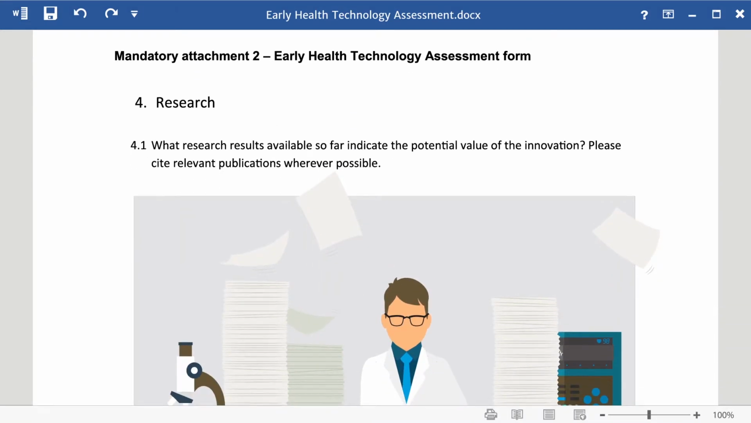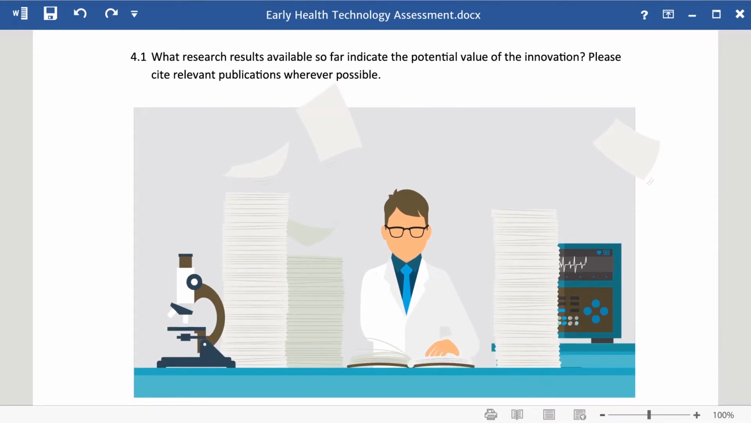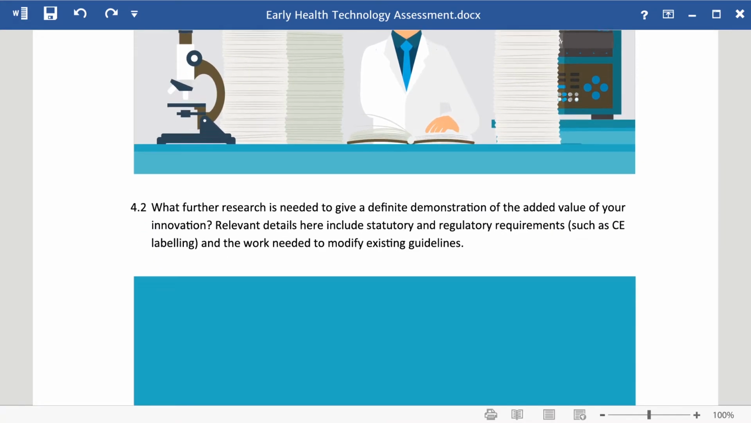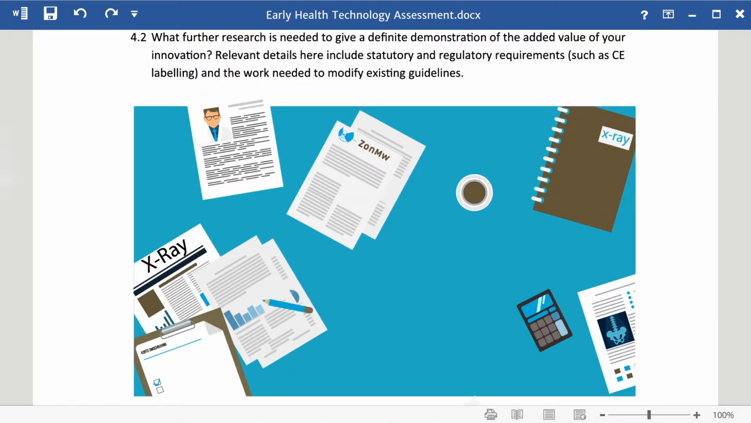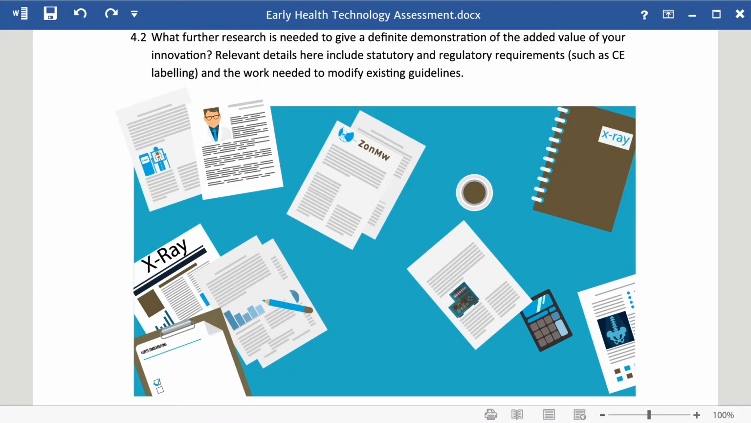Apart from the support from stakeholders, scientific evidence as to the effects of your innovation is also important. In Section 4, you need to include the available scientific evidence and include what research is still needed to better identify the social impact of the innovation.